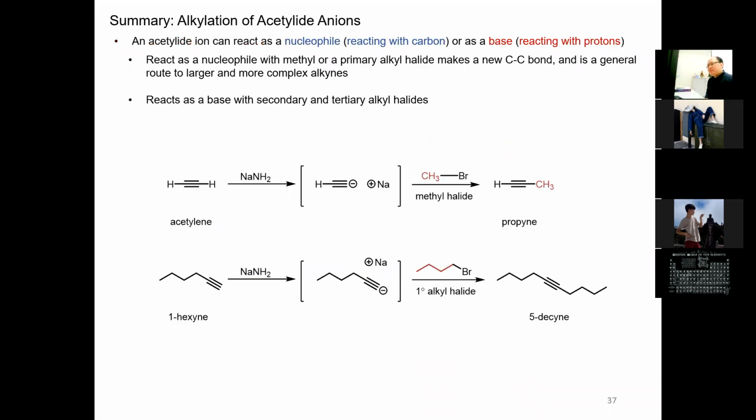Okay, so to summarize these alkylation reactions, you need to understand that the acetylide can react with the primary alkyl halide to make a new CC bond. It's a very general route to larger and more complex alkynes. And as you know, alkynes can be transformed into a lot of other functional groups. Like it can be reduced to an alkene, and you can react it with HBr or dihalogen, right? So it's a very useful reaction. But you need to remember that it can react as a base with secondary and tertiary alkyl halide. Thus, the substitution reaction to make a CC bond won't happen if you use secondary or tertiary alkyl halide.